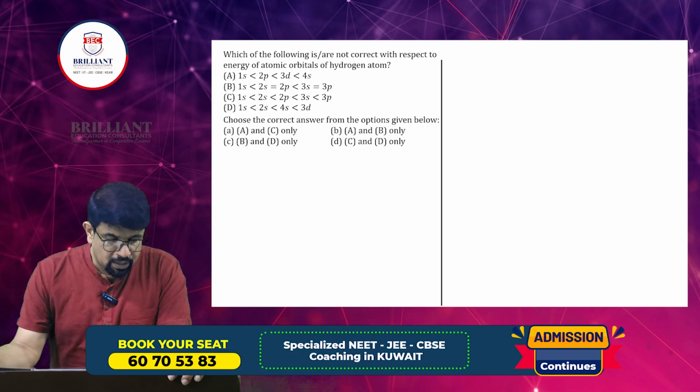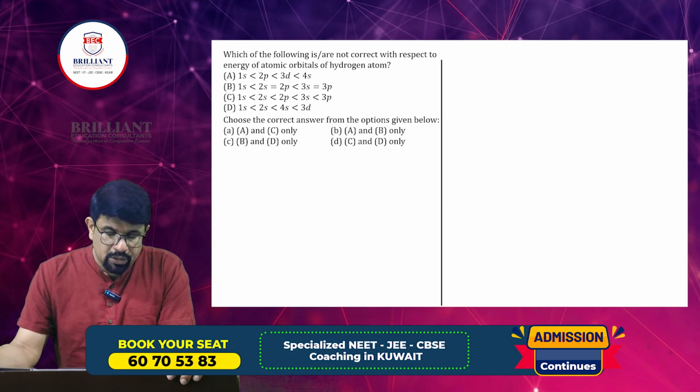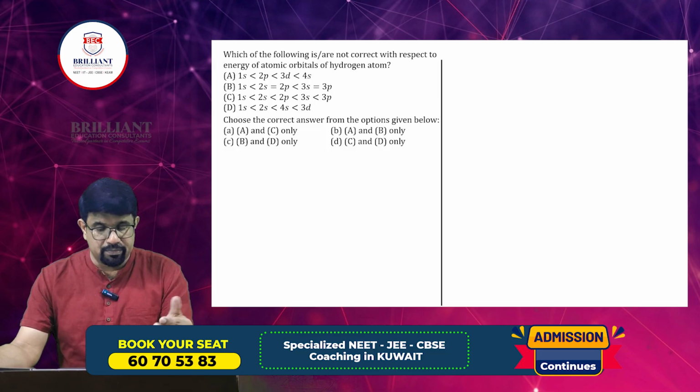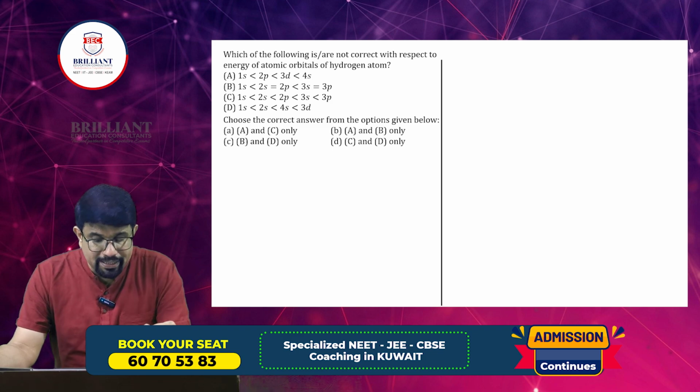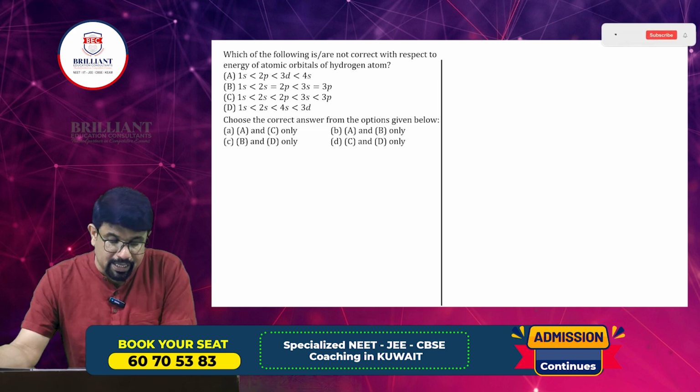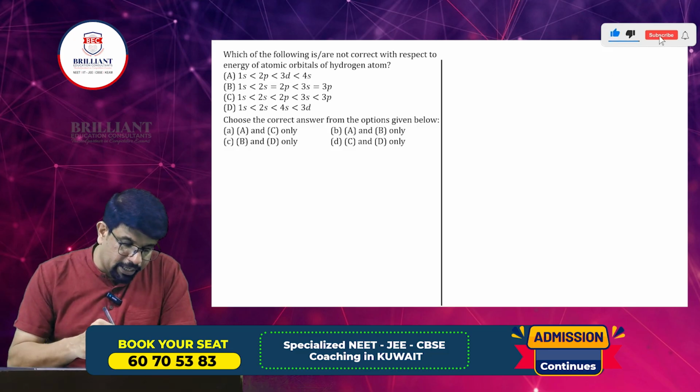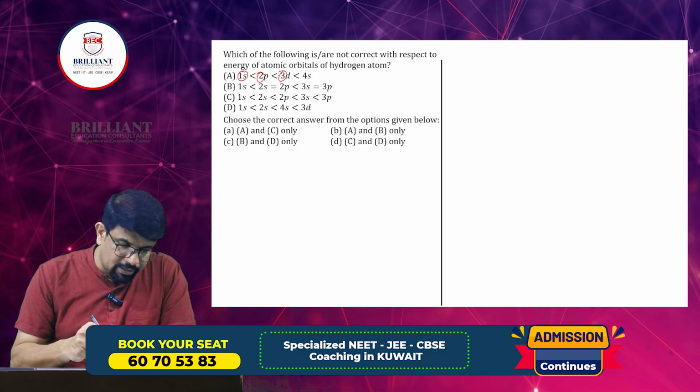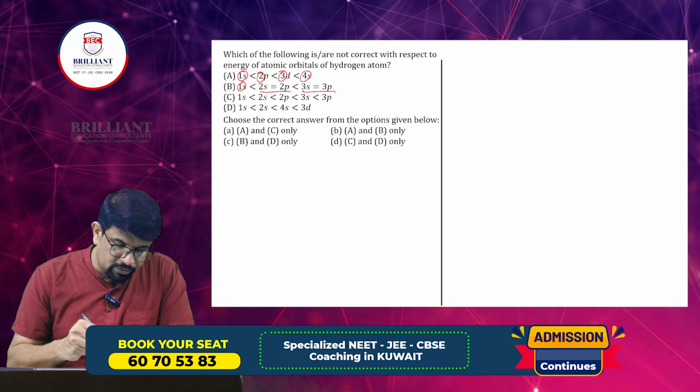Next question. Which of the following is or are not correct with respect to the energy of atomic orbitals of the hydrogen atom? We discussed the same type of question earlier. We can discuss this question easily, right? In the case of hydrogen, we are looking only at the main energy level order, right? First one, second, third, fourth. Here you can see the first and second, these two are the same, the third, these two are the same, right? First, second, then greater than is given, that's why it is wrong, right? And first, second, fourth, then third are given. That's why this is also wrong.